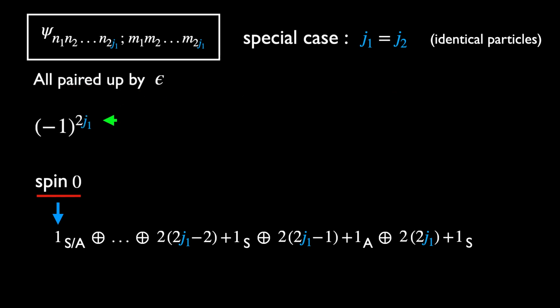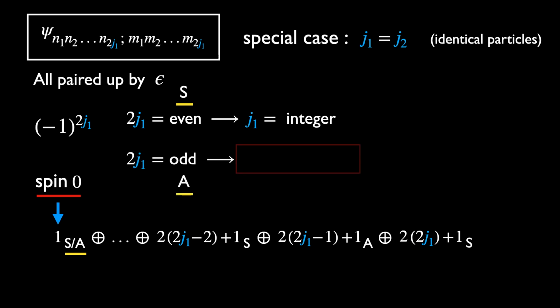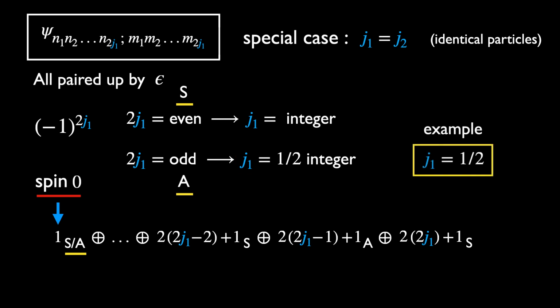There are two J1 epsilons for this state, each giving one minus sign under exchange. For even powers, the state is symmetric with J1 equals an integer. For odd powers, it is anti-symmetric with J1 equals half integer. Let's look at the simplest example of J1 equals half. This is the case where the spin 0 state is anti-symmetric under particle exchange.